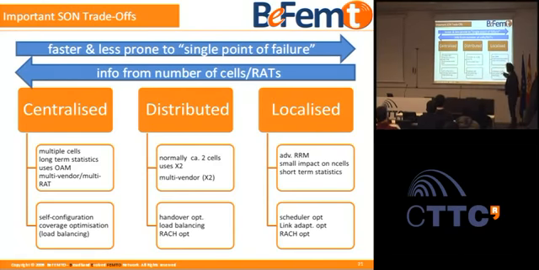So if we look at the localized one, this is something we can do really on short-term statistics. Everything which is short-term RRM can be done here, so your schedulers, etc. The distributed one is a little bit slower, typically between at least two cells using the X2 interface. You do handover decisions, load balancing, maybe your RACH optimization, etc.